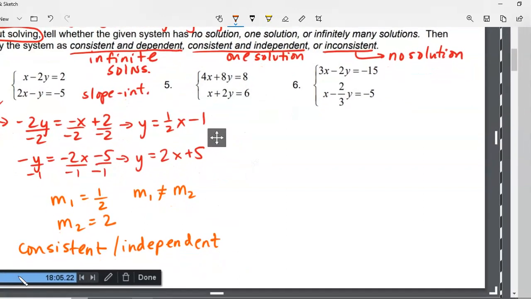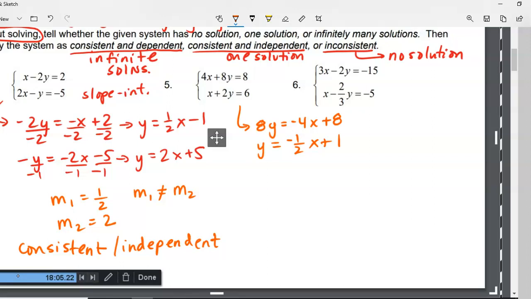All right, let's go to number 5. For number 5, same thing. Let's change into slope-intercept. So for that top one, 8y equals negative 4x plus 8. Divide by 8 to everybody, and I would get y is equal to negative 1/2 x, and again, I'm dividing by 8 over here, plus 1. So that takes care of the top one.